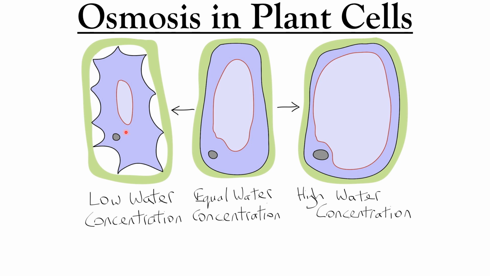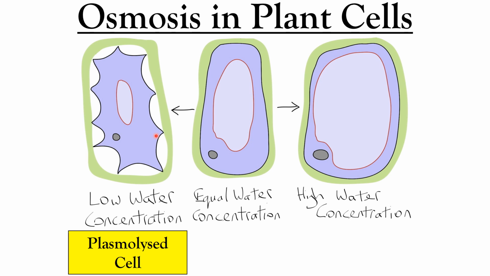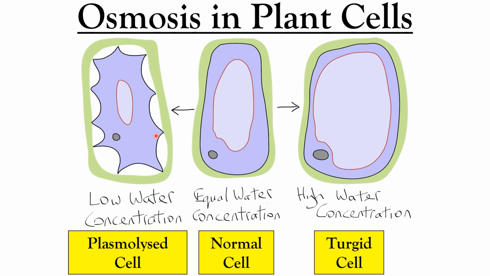Okay, so just a wee drawing of it here. So you've got equal water concentration, lower water concentration. So have a think, is that cell become plasmolysed or turgid? That's a plasmolysed cell. In the middle, normal cell, and on the right hand side that has become turgid.